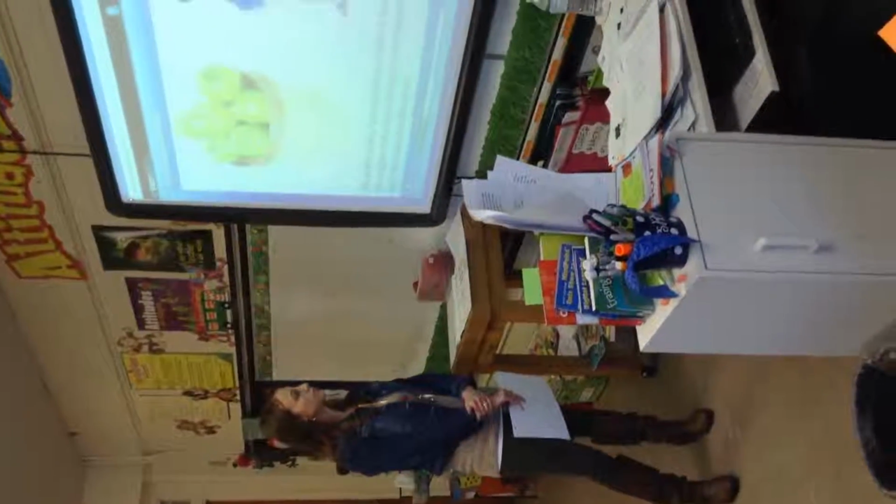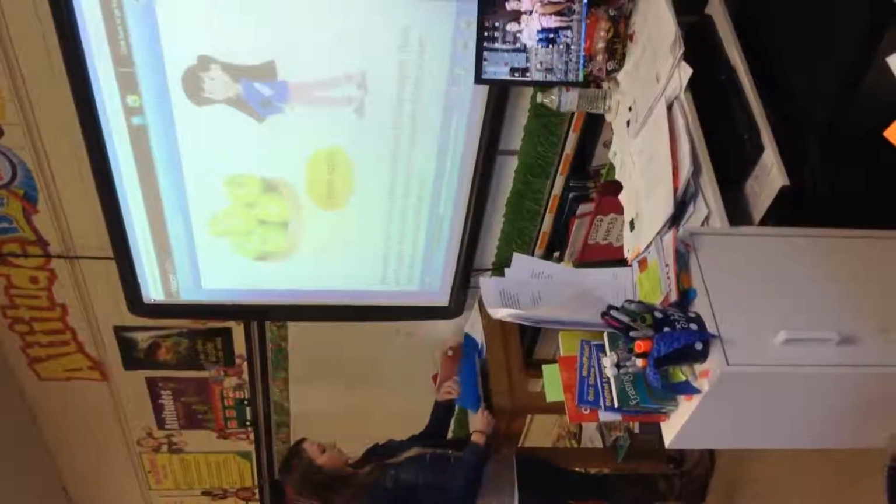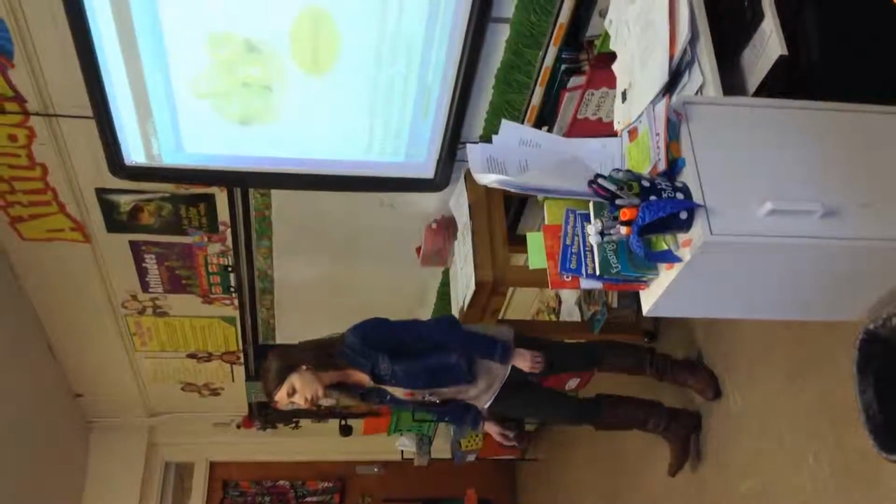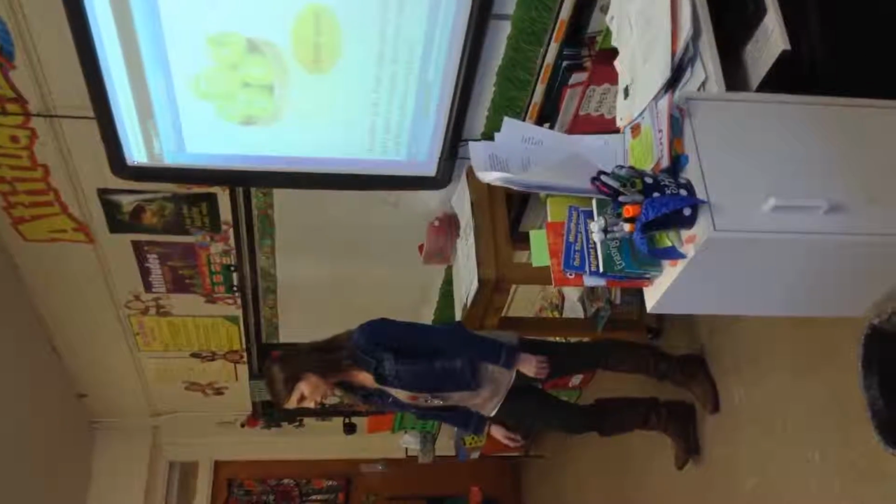Let's go. The workers at Mrs. Piper's apple grove picked 87 dozen apples. There are 12 apples in 1 dozen. About how many apples did the workers pick? Which operation will you use? Okay, so what operation do you need to use to figure out this answer? Leah. Multiplication? Does everyone agree with that? Yes. You're right.